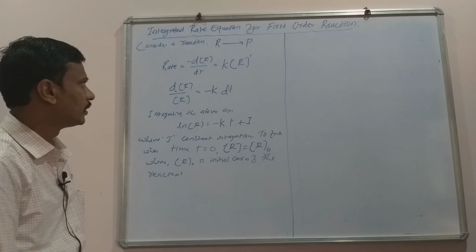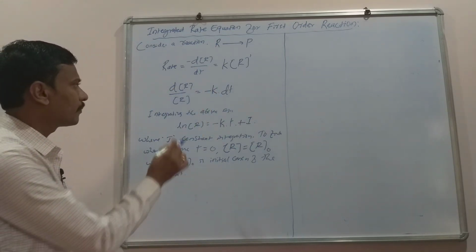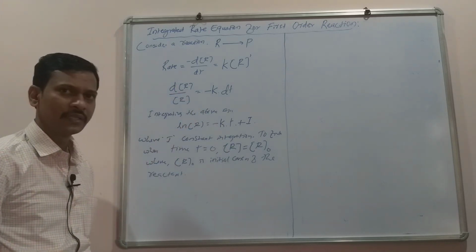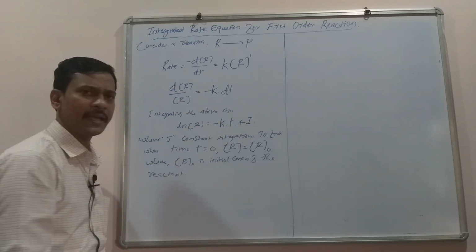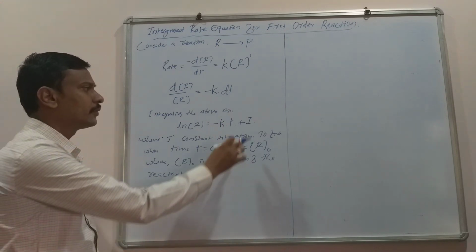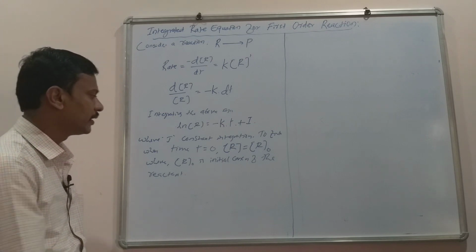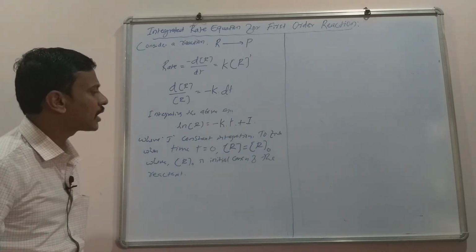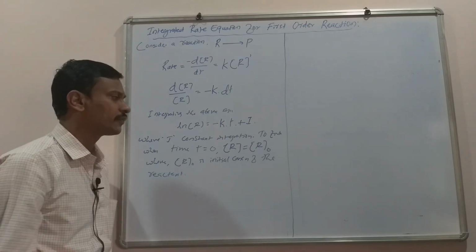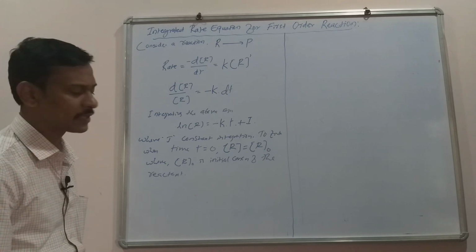Please remember, this is the rate equation for first order reaction. By rearranging the equation we get this one. Integrating this equation we get ln R is equal to minus kt plus I, where I is the constant of integration. To find the value of I, when time t is equal to 0, R is equal to R naught, the initial concentration of the reactant. There is no reaction taking place at that point.